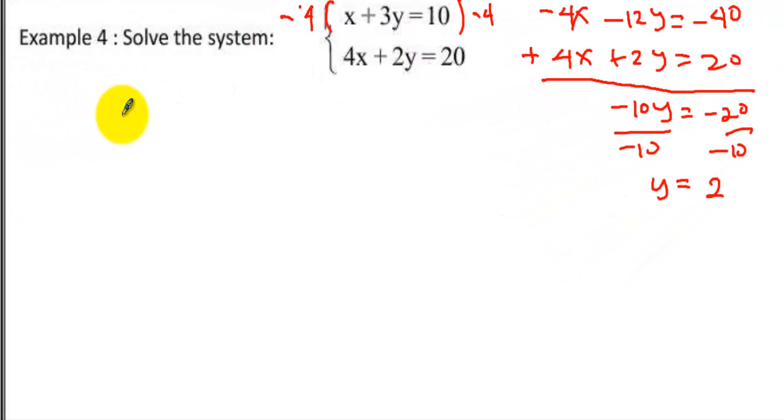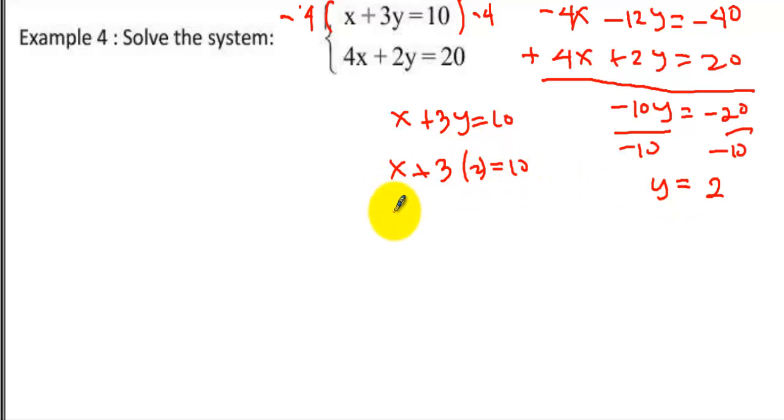So copying the first equation, we'll get x plus 3y equals 10, but our y is equal to 2. So we'll get x plus 6 equals 10. Subtract 6 to both sides, we'll get x equals 4. So here we have a point of intersection, and that intersection is (4, 2).